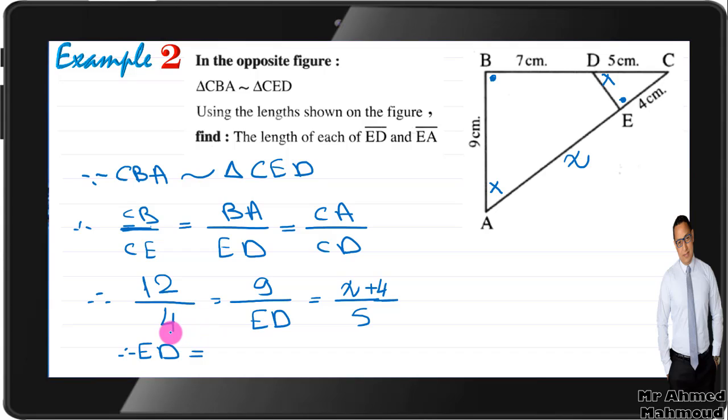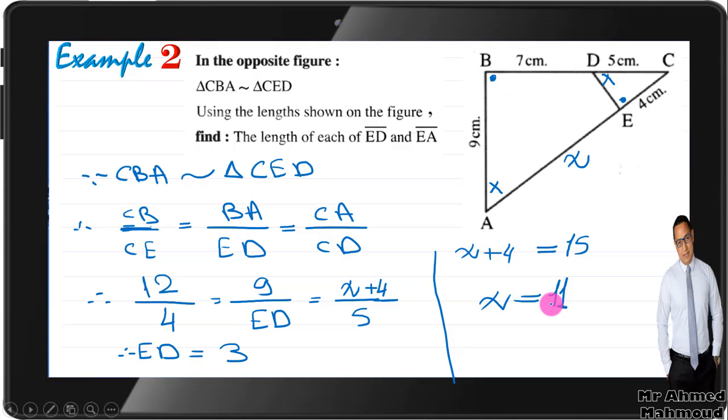ED equals 9 times 4 over 12. 9 times 4, 36 over 12 equals 3. And X plus 4, where X means AE, equals 5 times 12 over 4 or 5 times 9 over 3. Both are correct. It equals 15. I send the 4 over as minus, so X equals 15 minus 4 equals 11.